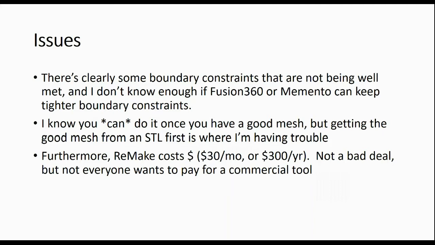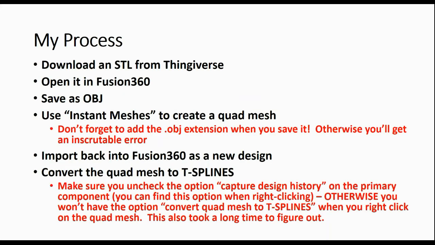Additionally, Remake costs about $30 a month or $300 a year. It's a great deal for a commercial piece of software, but this process uses free software. So my process includes downloading an STL from a place like Thingiverse or GrabCAD, open it in Fusion 360, save it as an OBJ, and then use a software program called Instant Meshes to create a quad mesh. And there's a funny bug. Don't forget to type the extension .obj in the prompt save window when you save it. Otherwise, it'll throw an error that took me hours to figure out. Just type that OBJ extension in.